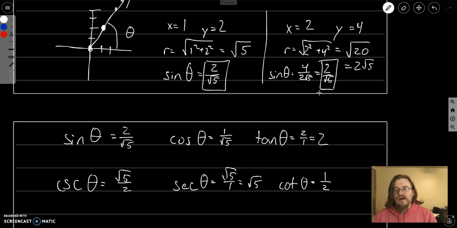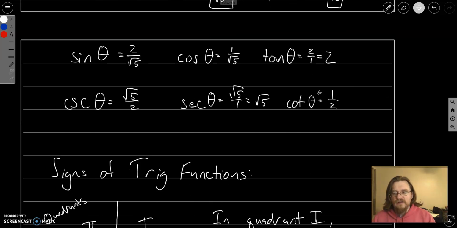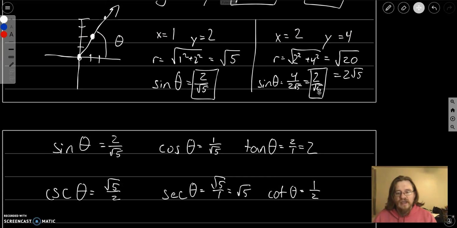So again, each of these values is fairly straightforward if we know x, y, and r. And I think I will stop here and do a little bit more in one more video.